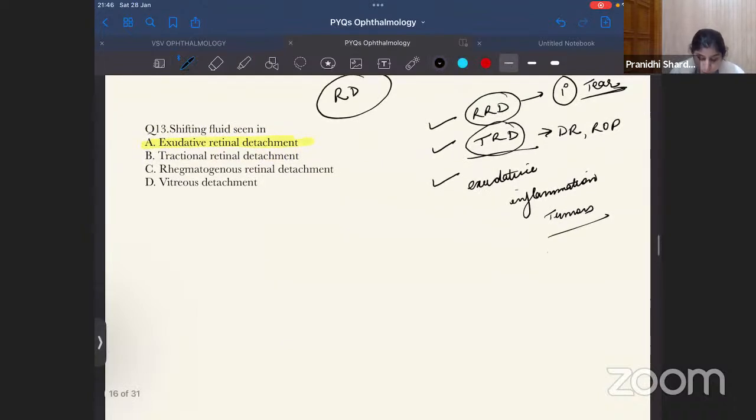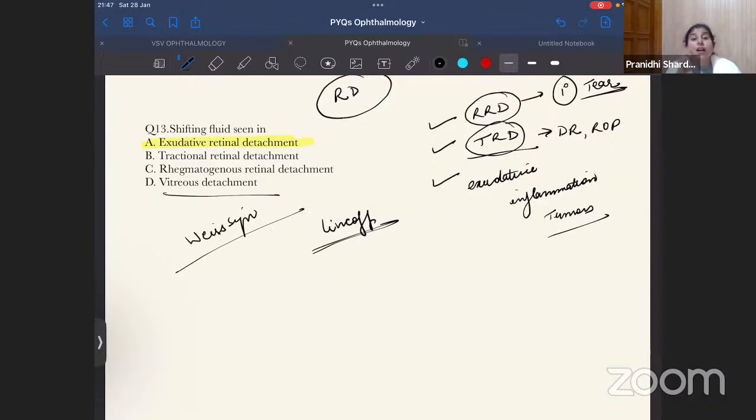Exudative retinal detachment, we studied about Lincoff's rule in retinal detachment. Revise it, and also revise which type of RD it is, whether it is concave or convex. If it is concave, it is tractional. In shifting, it will be exudative. Okay. Vitreous detachment, what are the signs we see? We studied the V sign is seen in vitreous detachment. Ultrasound, funnel shaped RD. These are some of the things you have to study in retinal detachment.